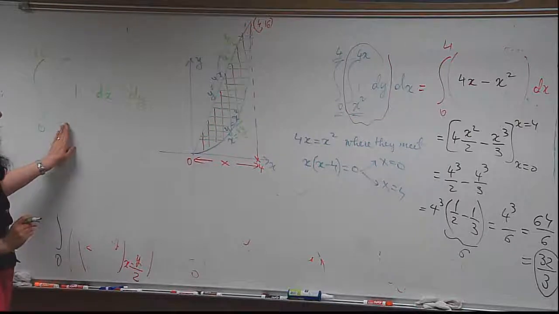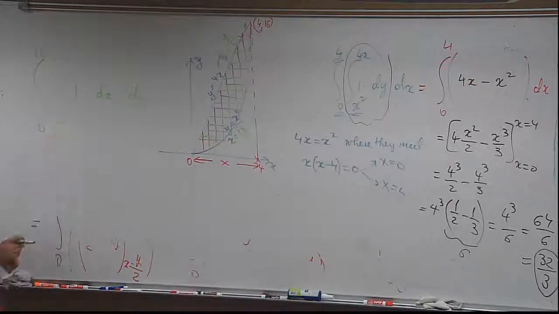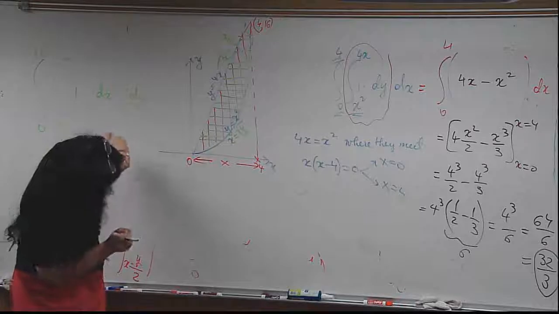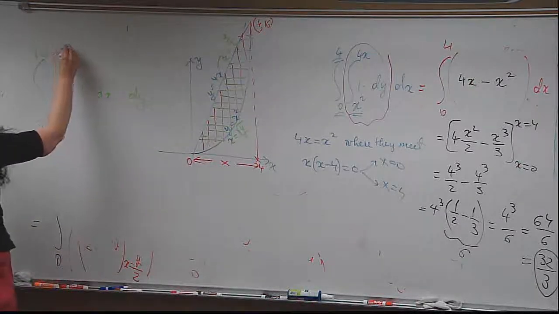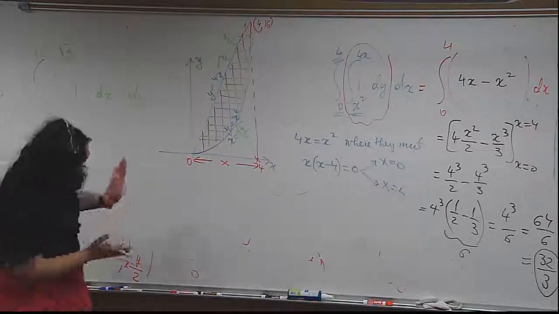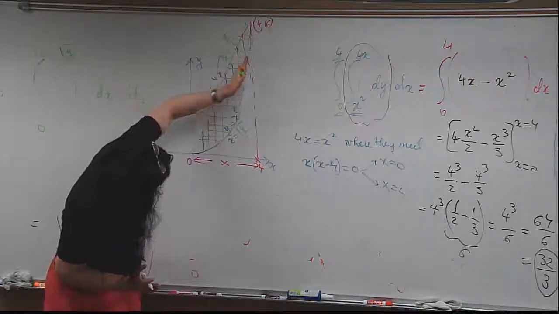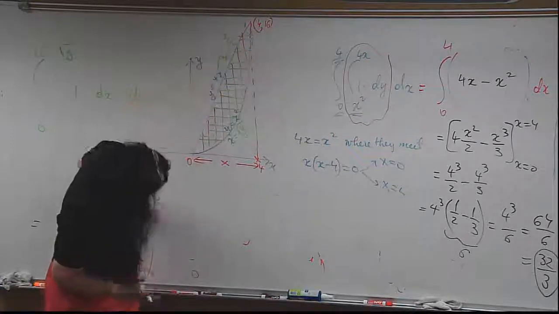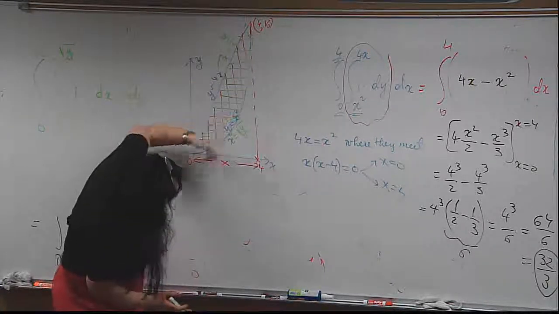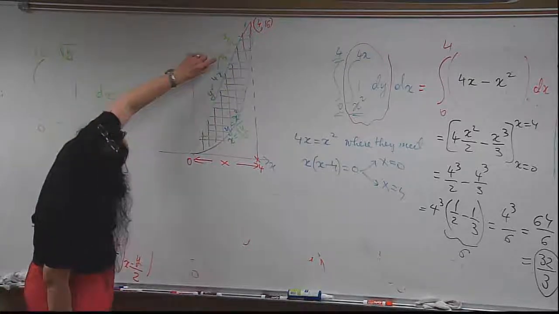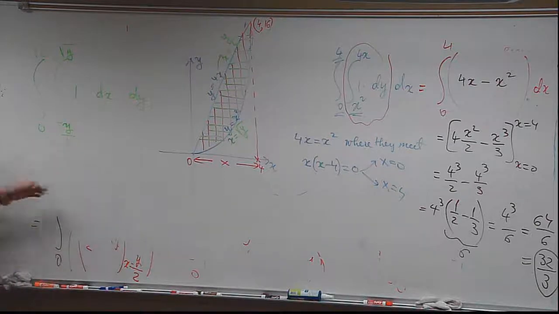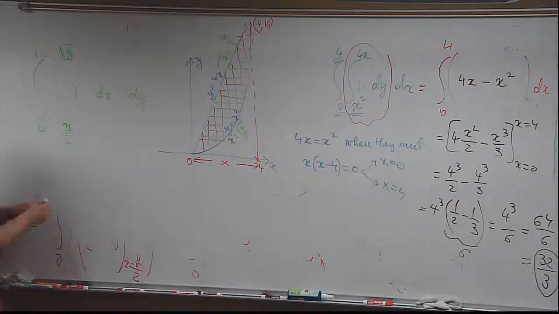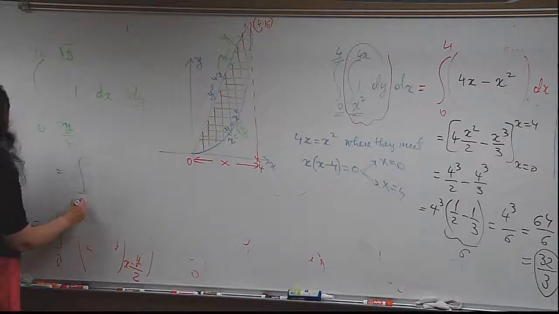Which one is on top, which one is on the bottom? If I move my head, I'll say that's on top and that's on the bottom. The right side is always on top. So the one that goes higher is this one. So square root y is on top and y over 4 is on the bottom. I should get the same answer. If I don't, then I'm in trouble. So what do I get? Integral from 0 to 16.